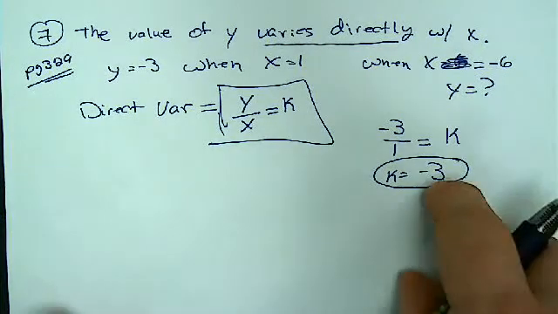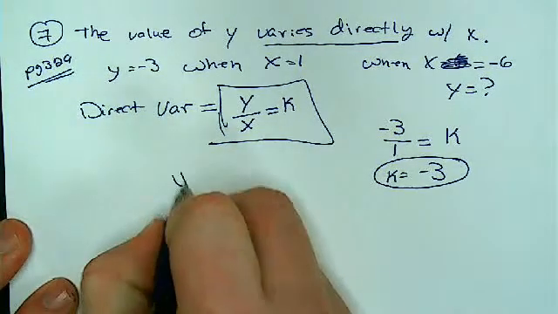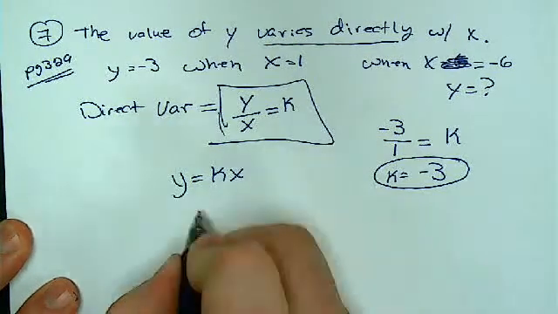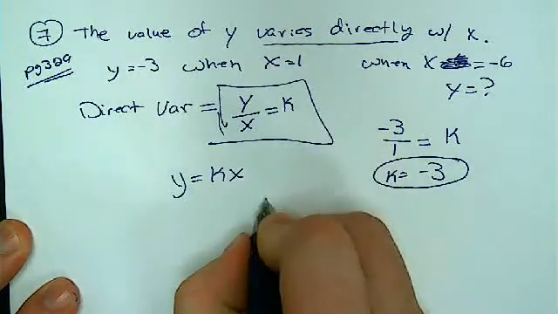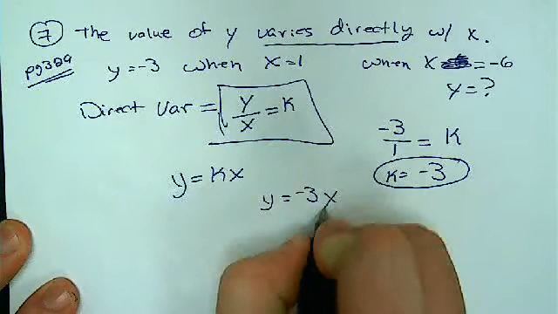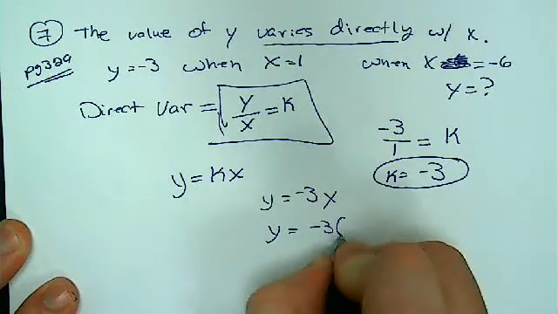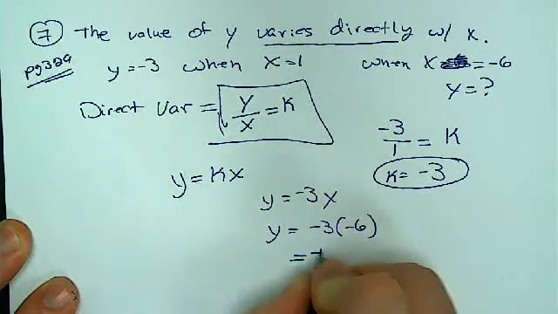Now, once I know the variation constant, we have this equation. It's just like this one. We made a little twist. So for this relationship, y would be -3x. So if x is -6, y would be +18.